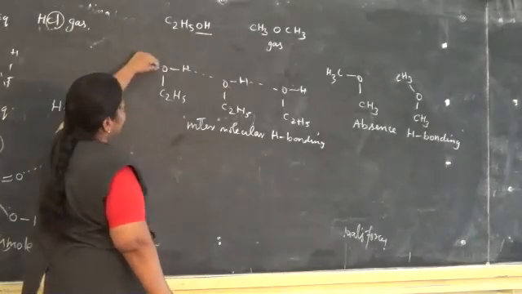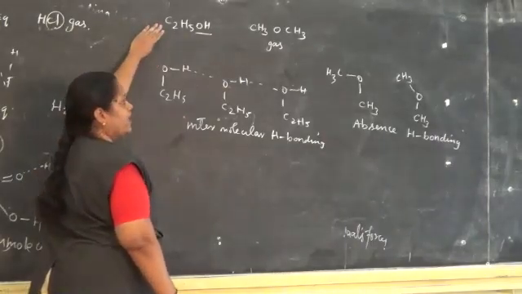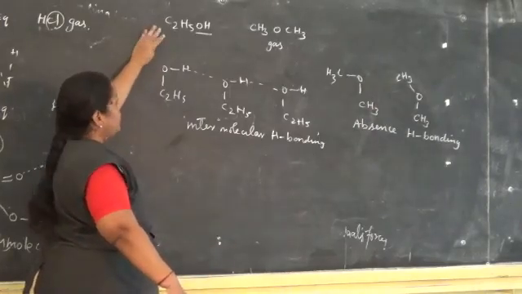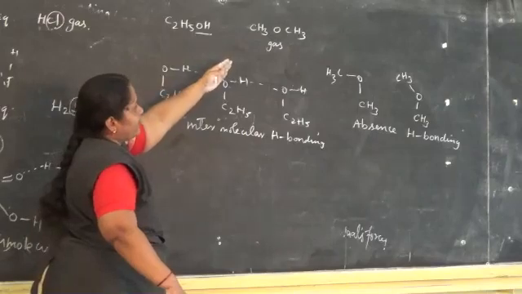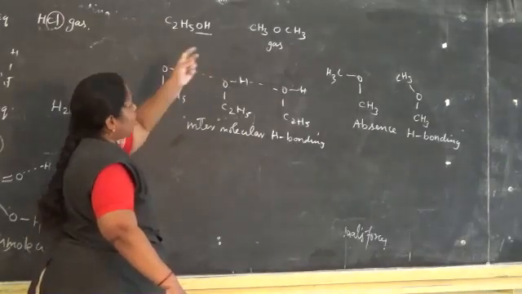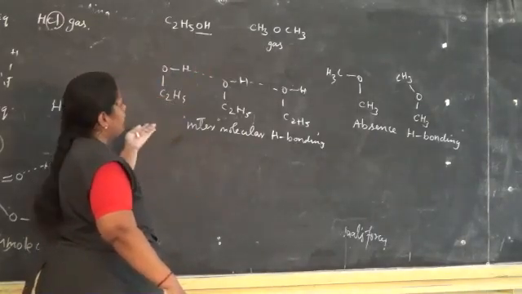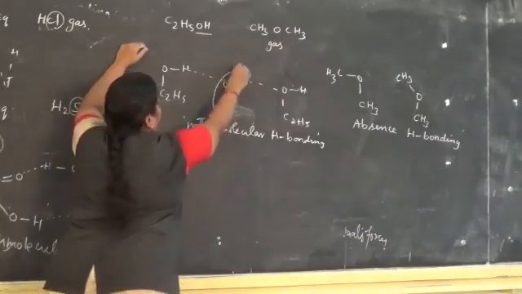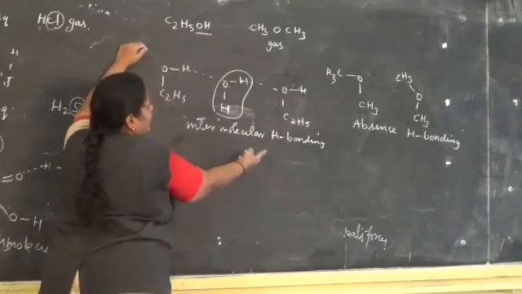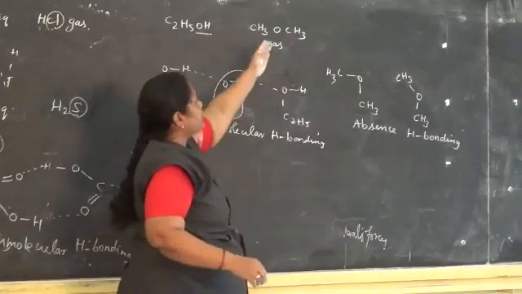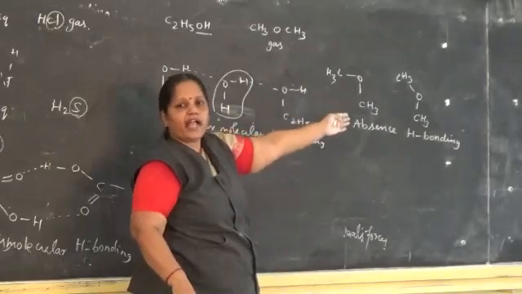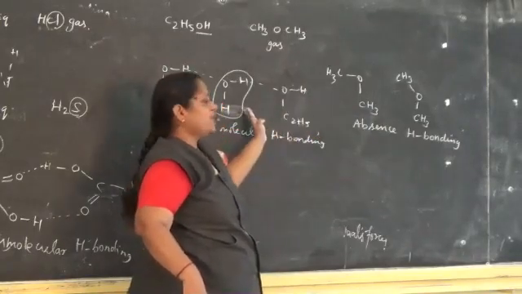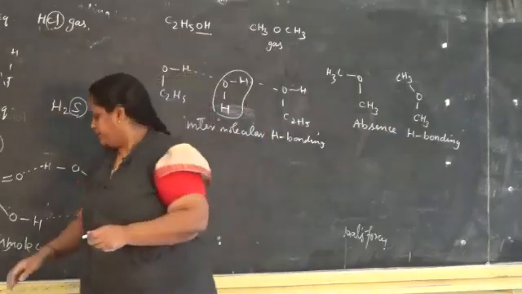Next, it is readily soluble in water. Ethanol is readily soluble. Lower members of alcohols are readily soluble in water, but dimethyl ether is insoluble in water. Why? With a water molecule, ethanol forms an intermolecular hydrogen bond. With a water molecule, dimethyl ether does not form an intermolecular hydrogen bond. That's why it is insoluble in water. Ethanol is soluble in water.